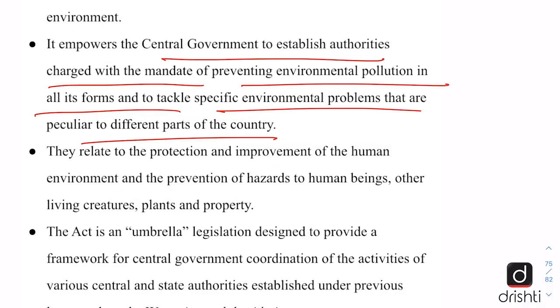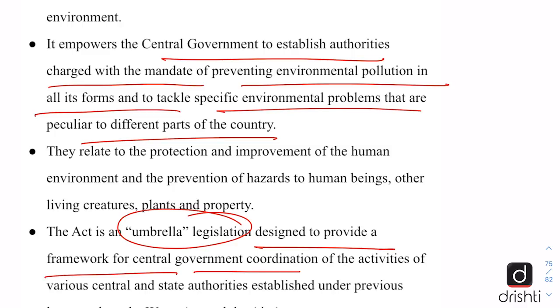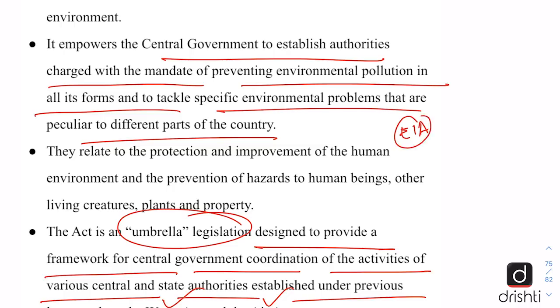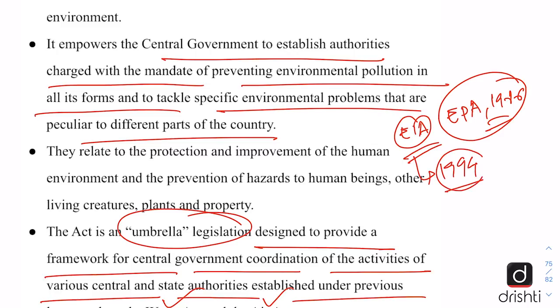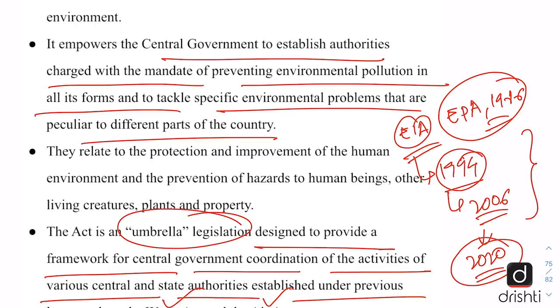And this Act is an umbrella legislation which is designed to provide a framework for central government coordination of the activities of various central and state agencies established under previous laws such as the Water Act and Air Act, which had been established earlier. And this EIA notification is issued under this Environment Protection Act of 1986. The first time it was issued was in 1994 and it was last revised in 2006. And recently, in 2020, the draft notification has come out. This also we should remember, as it can be asked in the exam.